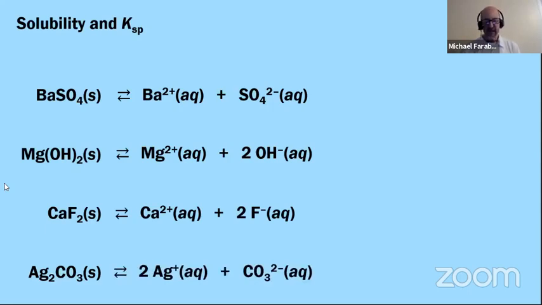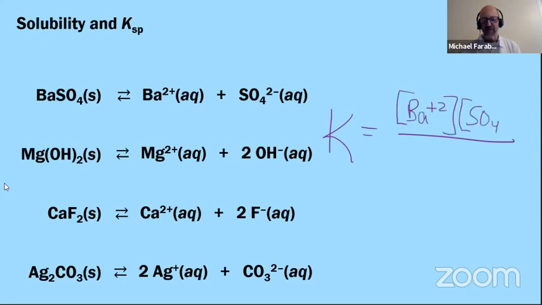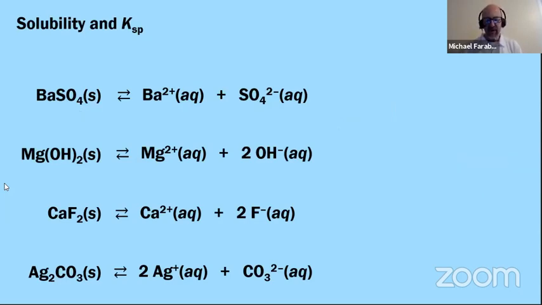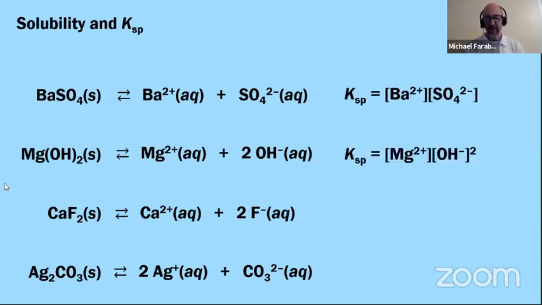Now, if I were to write, let's say, barium sulfate and write the K, and again, not paying attention to phases of matter, I might think that it's going to be concentration of barium times the concentration of sulfate divided by the concentration of barium sulfate. But if I pay close attention to the phase of matter here, remember, pure solids and pure liquids are not included in equilibrium expressions. You can't have the molarity of a solid, or again, a pure liquid. We're going to call this KSP, where SP stands for solubility product. So there is no denominator in these expressions.